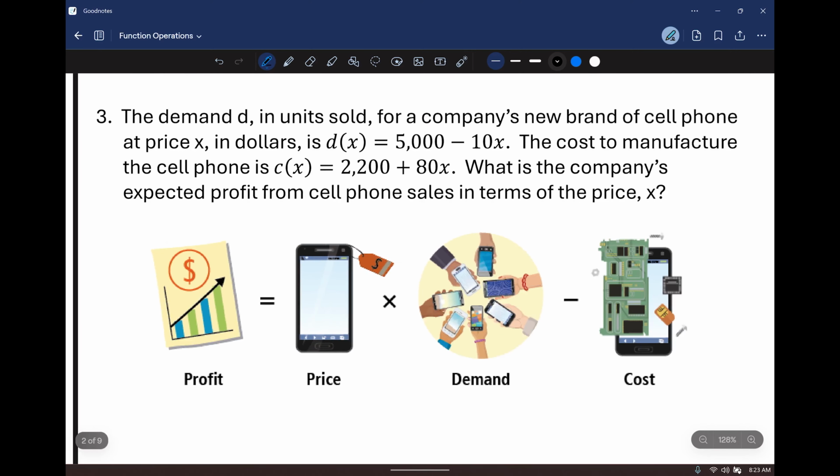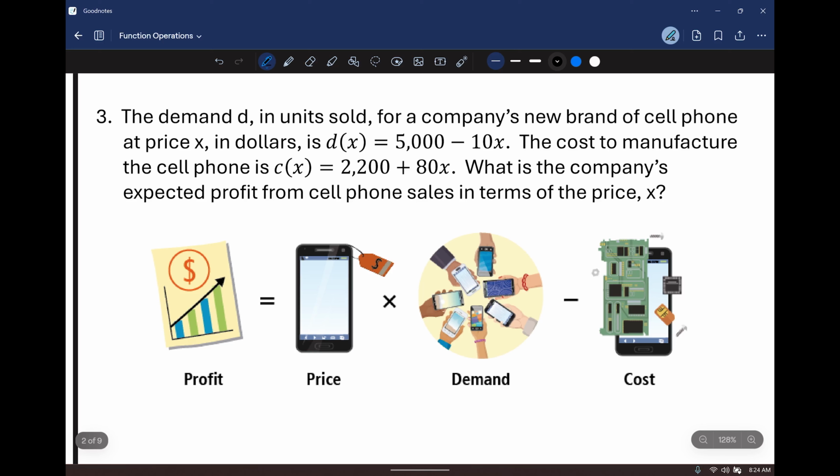All right, number 3. The demand D in units sold for a company's new brand of cell phone at price x in dollars is D of x equals 5,000 minus 10x. The cost to manufacture the cell phone is C of x equals 2,200 plus 80x. What is the company's expected profit from cell phone sales in terms of the price x?